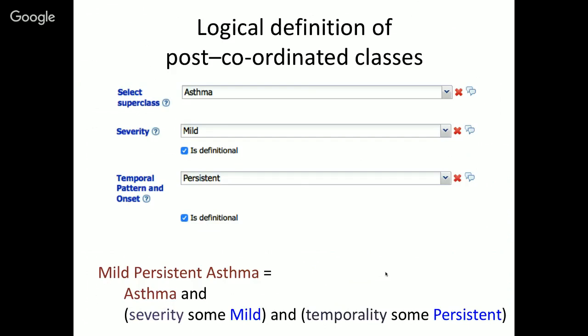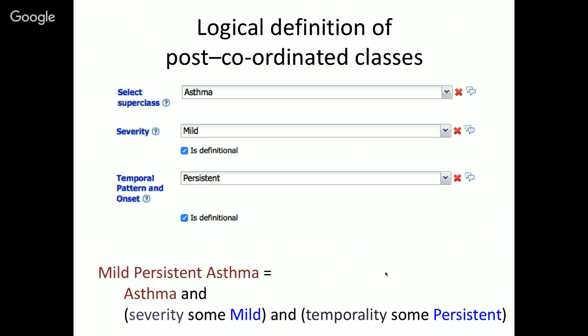And so what we have to do is to say, if we're going to create for a linearization the idea that one has asthma, that it can be mild, that it can be persistent, we say, well, that's actually a term called mild persistent asthma. And so the post-coordinated combination of asthma, mild, and persistent also then becomes a pre-coordinated term, which makes it possible to store information about that.